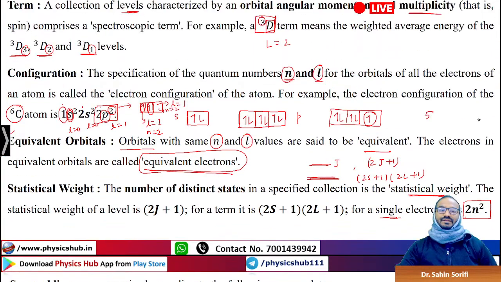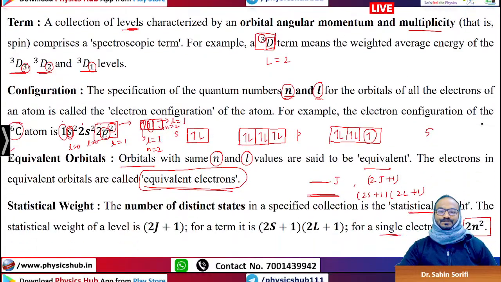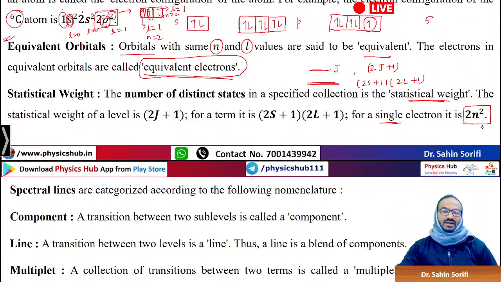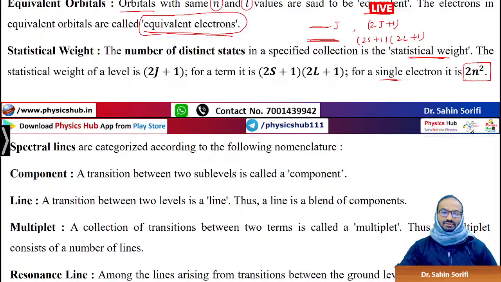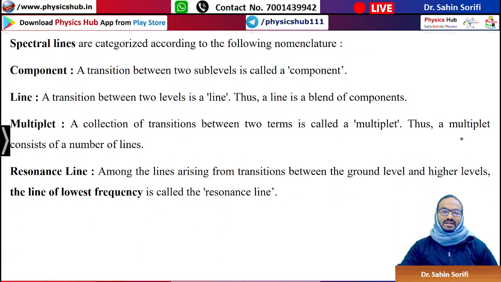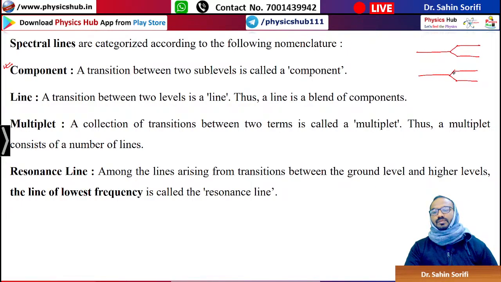Now these are some terms which you need to keep in mind. Now spectral lines. Once you get energy levels, you can now get spectral lines. So various things are there, like component. What is a component? A transition between two sublevels is called a component.